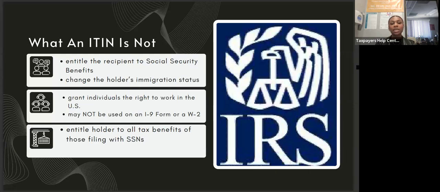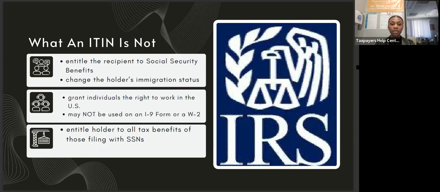So what an ITIN is not. ITINs do not entitle the recipient to Social Security benefits. ITINs do not change the holder's immigration status. ITINs also do not grant individuals the right to work in the US. And ITINs may not be used as an I-9 form or a W-2. And lastly, ITINs do not entitle the holder to all tax benefits of those filing with Social Security numbers.